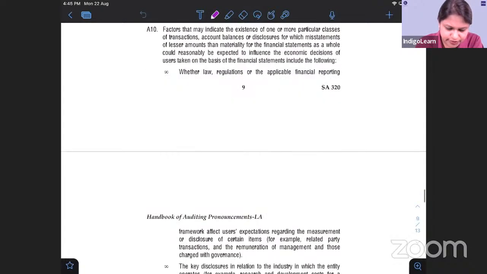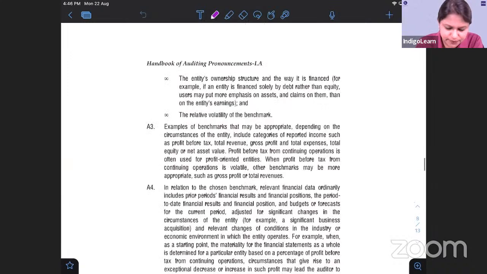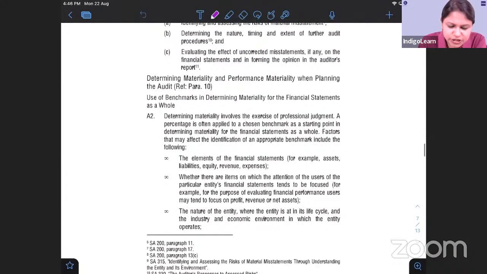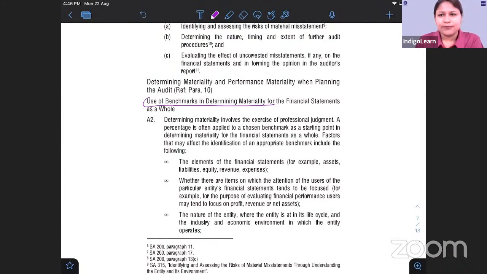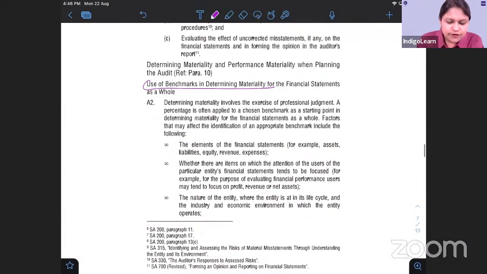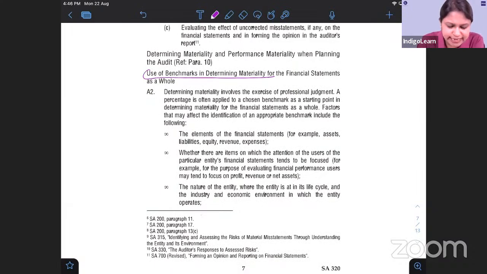Okay, a very important part of our discussion today, where we are going to pick up use of benchmark in determining the materiality. That means we are going to pick up one of the items, and on that we are going to apply a percentage, and then that would be considered to be a material item. Now, first the factor that you will consider is you will take into account elements of the financial statement. So you could pick an asset, you could pick a liability, equity, that is the capital, revenue, income, or expense. Any one of the items you'll pick up from the financial statement.